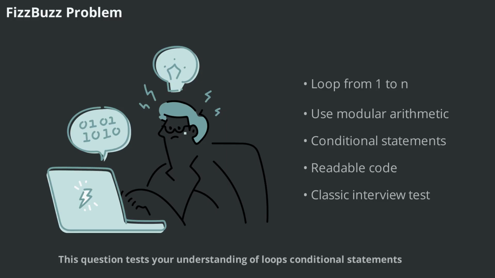This question tests your understanding of loops, conditional statements, and modular arithmetic. It's a great way to demonstrate your ability to write readable and maintainable code. Interviewers use FizzBuzz to quickly assess your logic and attention to detail. Practicing this problem prepares you for more complex algorithmic challenges.